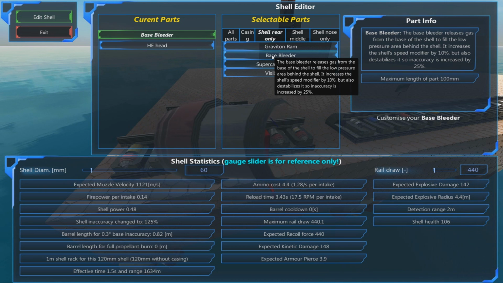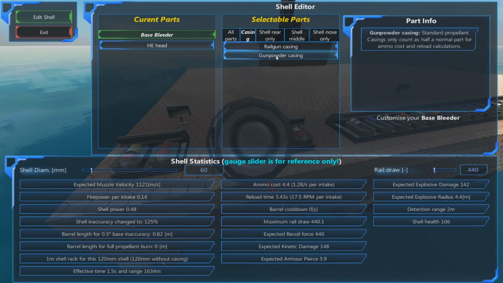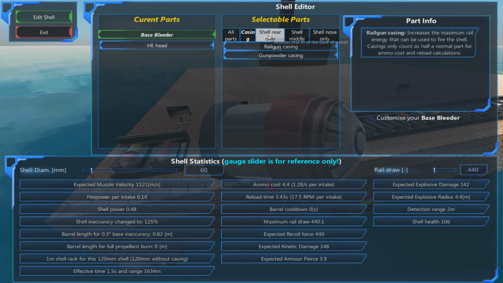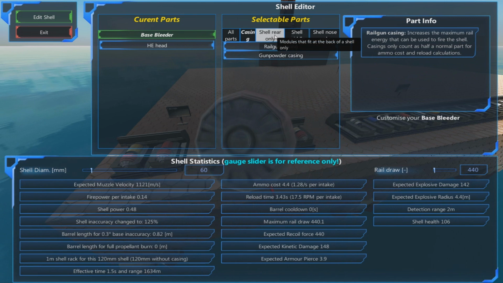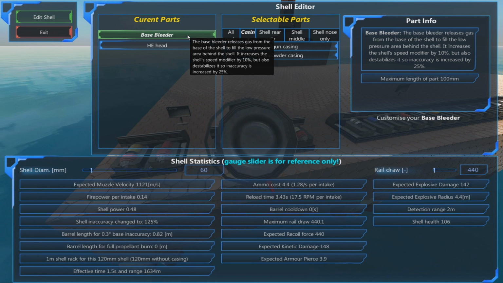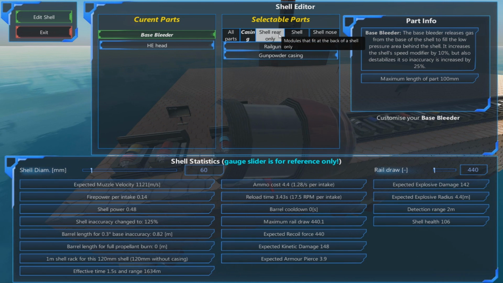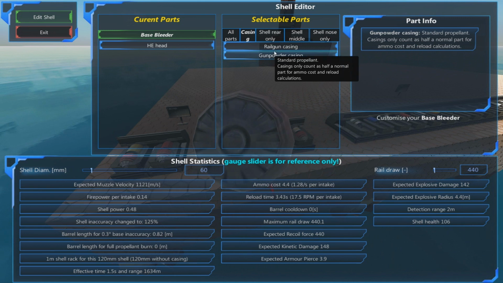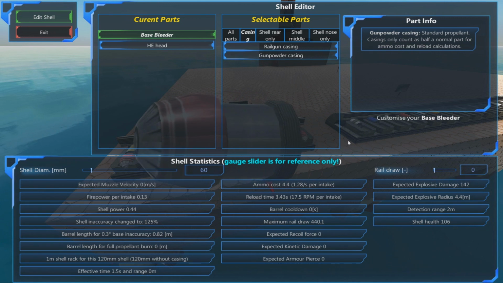But these things are great because they work with both railgun casings and gunpowder casings, or they just work with shell motion full stop, I find. If you make a railgun and you just stick a base bleeder on the end of it, the shell will go faster. It's very convenient. It's most effective when you're using a large amount of gunpowder casings or a lot of rail draw.